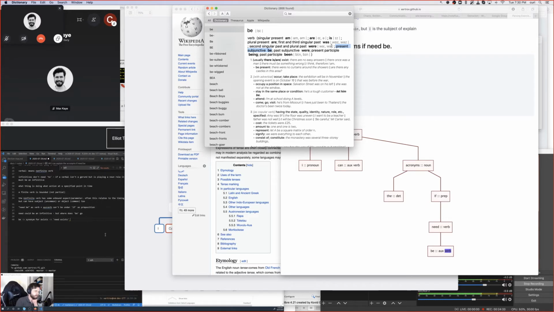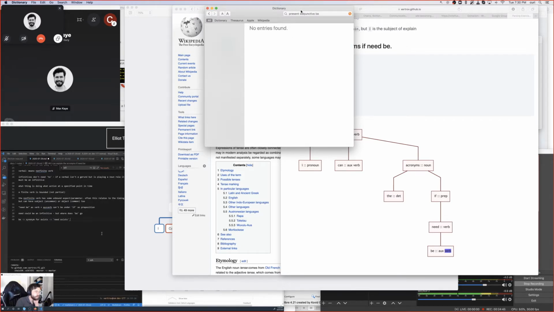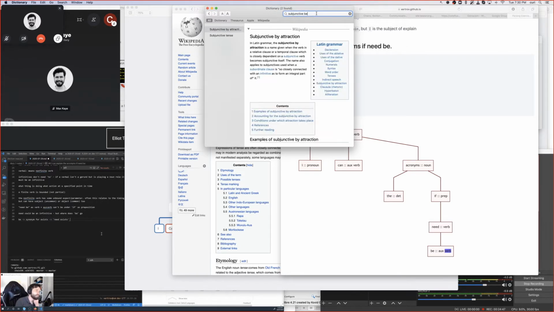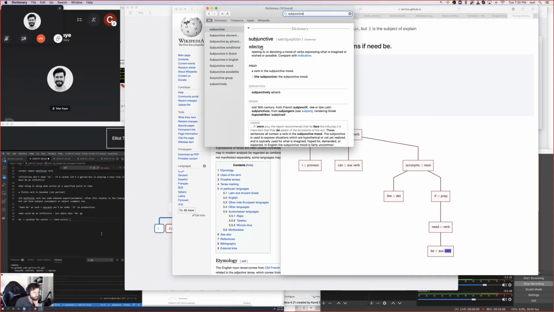I figured it out. Oh, yep. "Be" is present subjunctive tense. That's why it's "be" instead of "is." That's what I was wondering about. Yeah, subjunctive is related to the "if." It's a mood of verbs expressing what is imagined or wished or possible. So this is sort of like the conditional or hypothetical tense. So we put it into the "be" form instead of the "is" form because we're talking about a conditional or hypothetical. So that's why it's a different word.